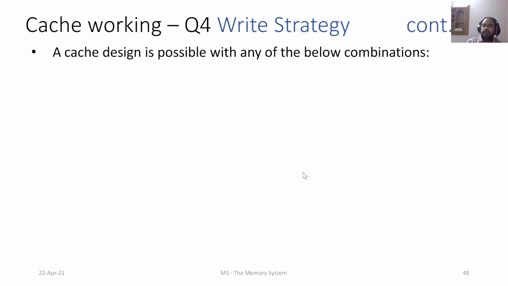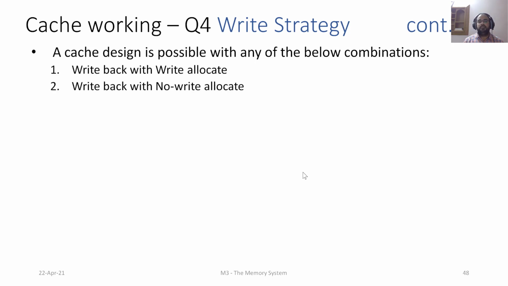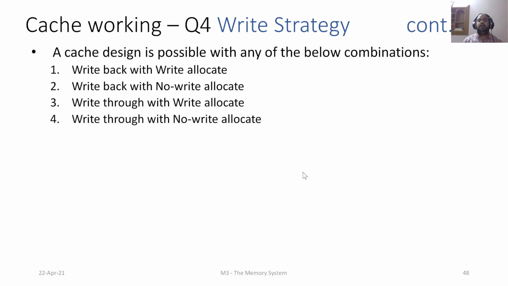So in summary, we have seen write back, write through, write allocate, and no write allocate caches, and we can design a cache either as a write back cache with write allocate policy, or a write back cache with no write allocate policy, a write through cache with write allocate policy, and a write through cache with no write allocate policy. So all the combinations are quite possible.